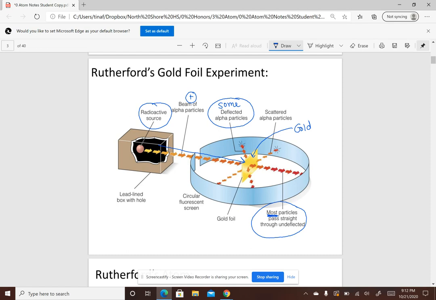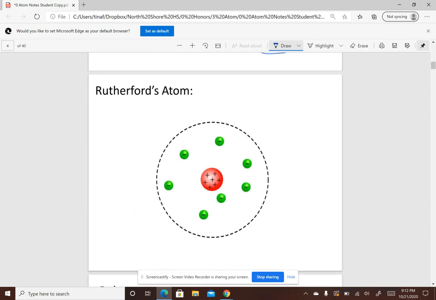So he's like, okay, well, if atoms are solid spheres, then I wouldn't have seen this happening. I wouldn't have seen most of the alpha particles go right through the foil if these big, dense, solid spheres were making up the matter. So he said, no, that's not what an atom looks like. He said, an atom looks like this.